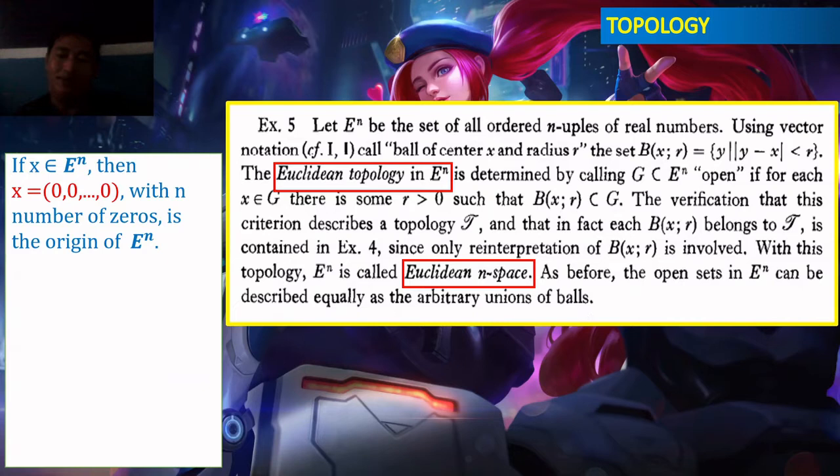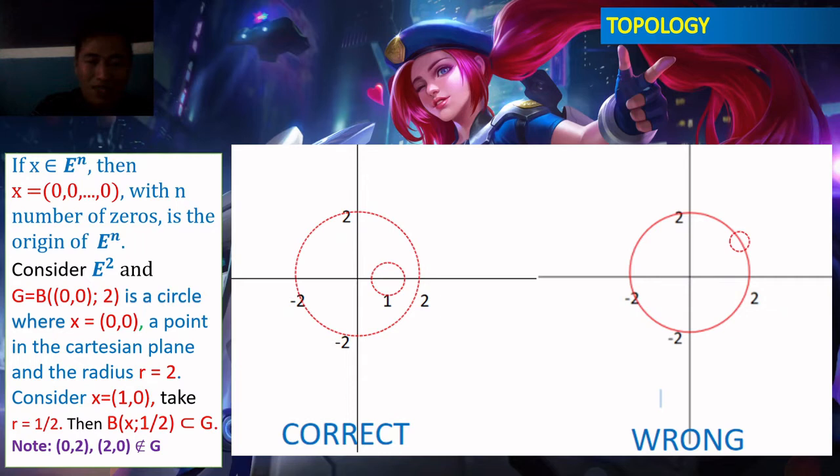Okay, let us have a sample. Consider E squared. Our G will be equal to the ball with center at the origin and the radius is 2. So it is a circle, and it should be open. Our G is open, so the points on the circle are not included, because the boundary is excluded.